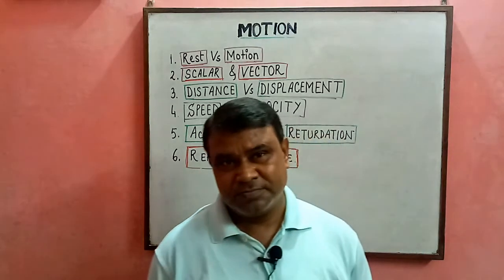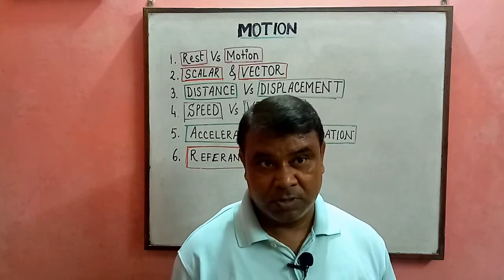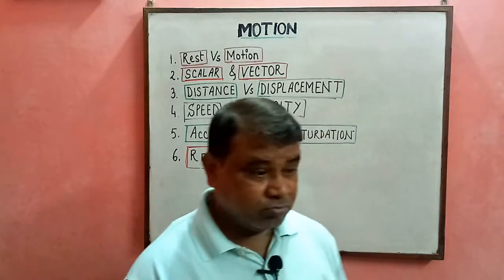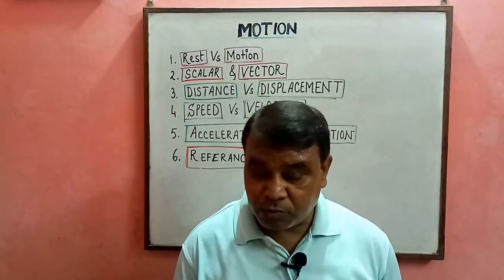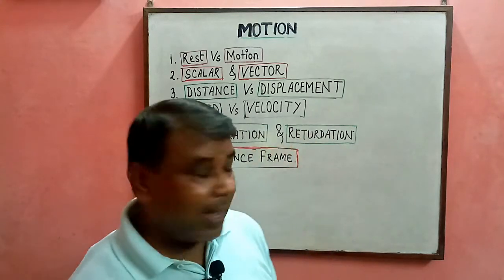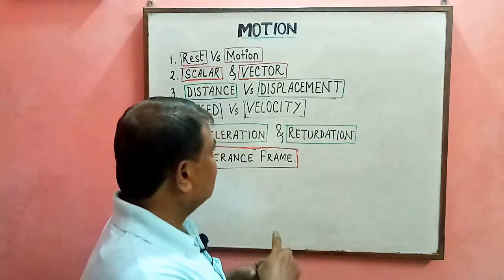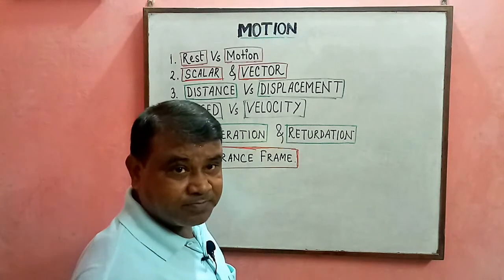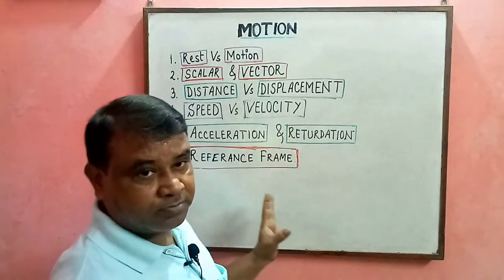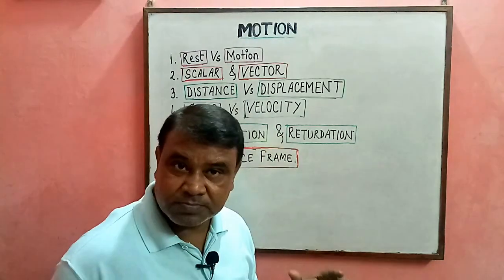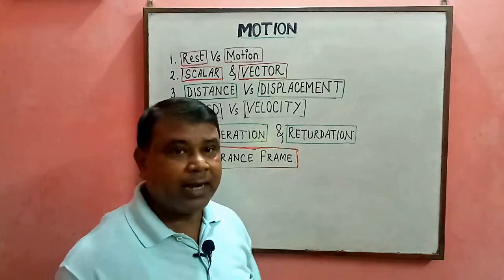So the quantities which have magnitude as well as direction both, like if I want to write something on the board, I have to take a pen, I have to change my direction towards the board, and then I will write. So for writing sake, I have to take the direction towards the board. If I go arbitrarily anywhere, I cannot write on this board.